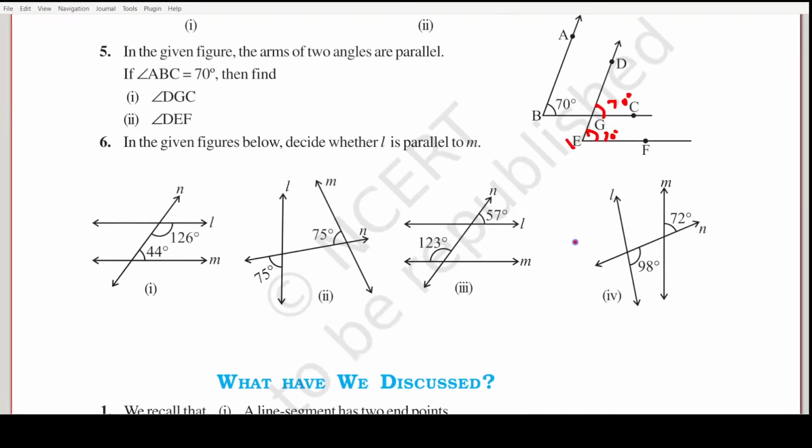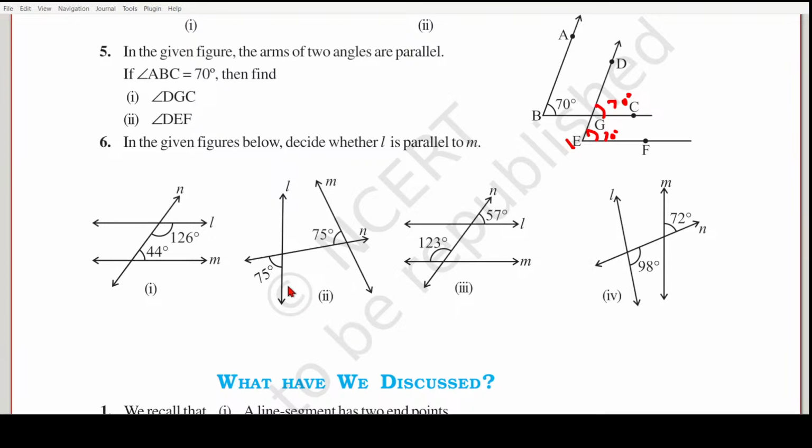Yes. Okay. Now tell me, are these two parallel, L and M? Yes. How? Because 126 plus 44 equals 180. It is not 180. It is 170 only. Okay, that's why they are not parallel.